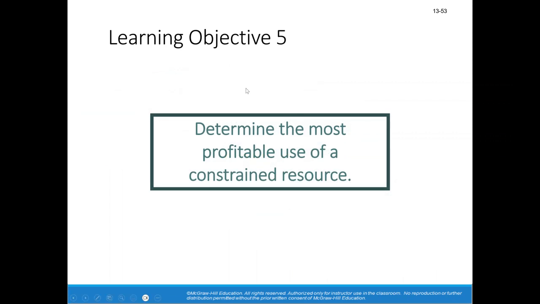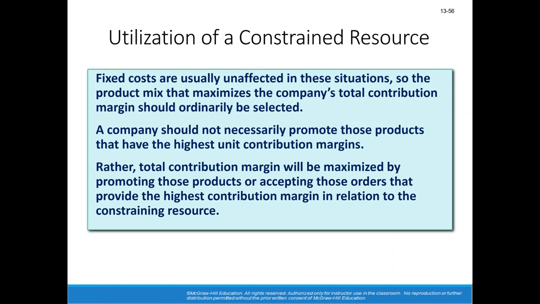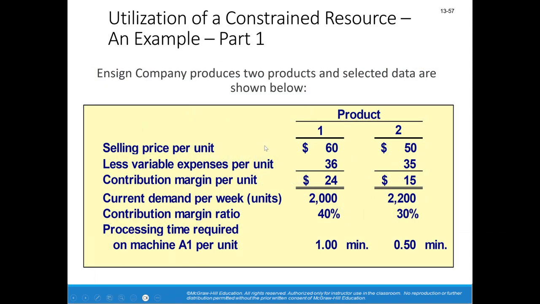So determine the most profitable use of a constrained resource. Fixed costs are usually unaffected in these situations. So the product mix that maximizes the company's total contribution margin should ordinarily be selected. So we have product one and product two. And it looks like we have a current demand of 2,000 for product one, 2,200 for product two. Contribution margin is 40% for product one, 30% for product two. So based on that, you would think product one would be the one.